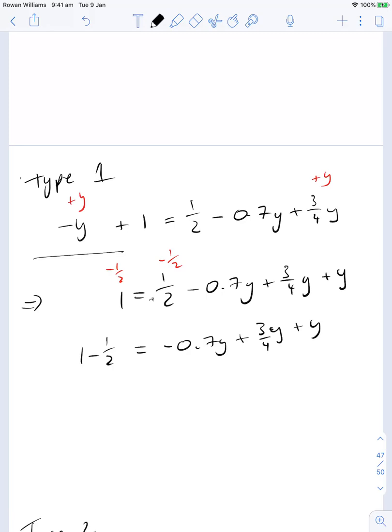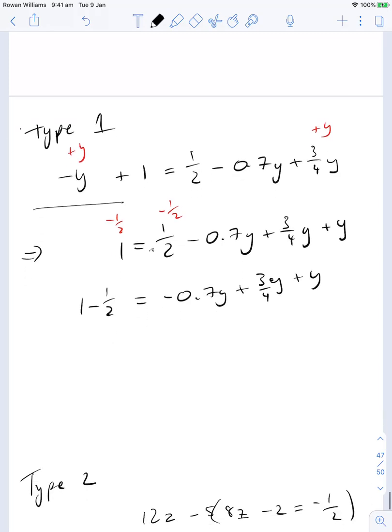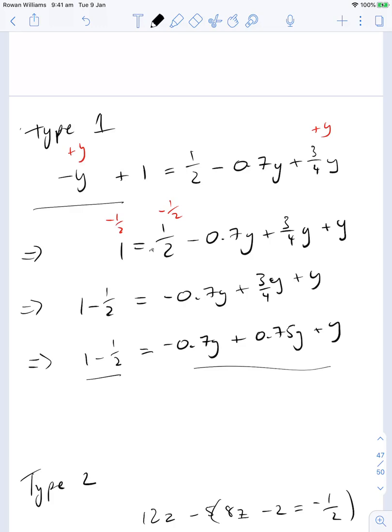And then it's going to be easier for me if I convert my fractions to decimals here. So my next step will be change all this into, and I'm really stretching out the steps here. So I'm going to go minus 0.7y plus 0.75y plus y. Now I collect my like terms. So I join my numbers together and I join my y's together. You can do this at any step that you want where you can. I just want to go through it step by step.